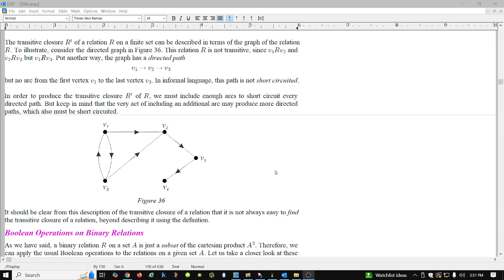And that's a hint that finding the transitive closure of a relation in some concrete way can be extremely difficult. That is to say, finding a description beyond the definition. Okay.